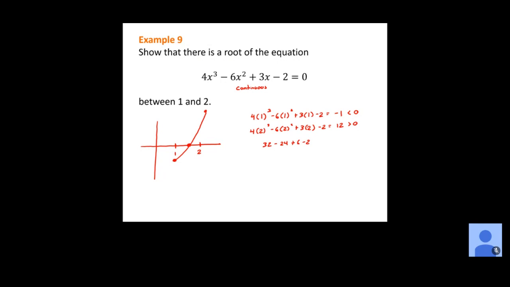That's all you would really need to show for a problem like that. Just tell me that it's continuous, because that's important. And then show that one endpoint is negative and one endpoint gives us a positive. If that's the case, then we know somewhere in between there it has to cross over the x-axis. There has to be a root. Any questions on that one now?